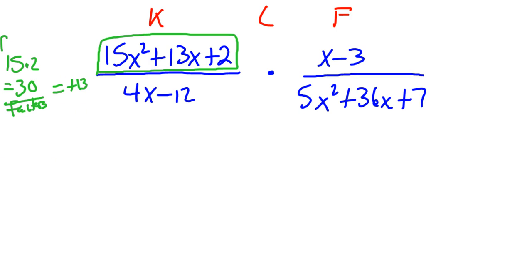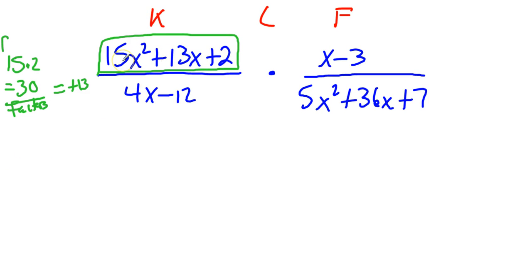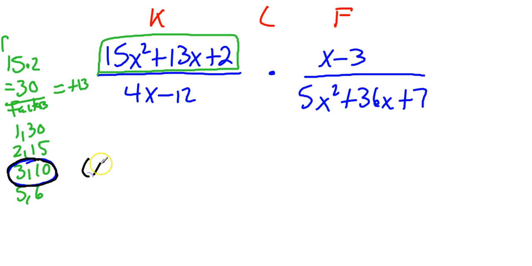The good thing about this one is that all the terms are positive, so we don't have to worry about any negatives. Everything we're going to be adding together. So it's either 1 and 30, 2 and 15, 3 and 10, or 5 and 6. And since it's all positive, we don't have to worry about any signs. The pair that adds up to 13 is going to be 3 and 10. So that'll be x plus 3 and x plus 10. Again, the one catch on this one is because the first number was 15, and we had to multiply 15 times the 2 to get 30, we've got to go back and divide by 15.